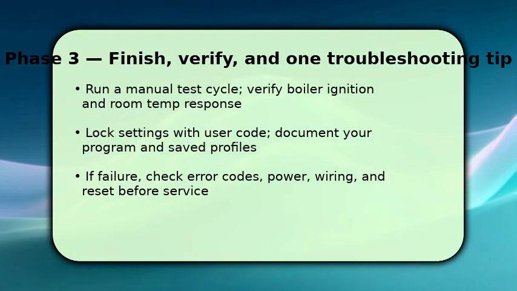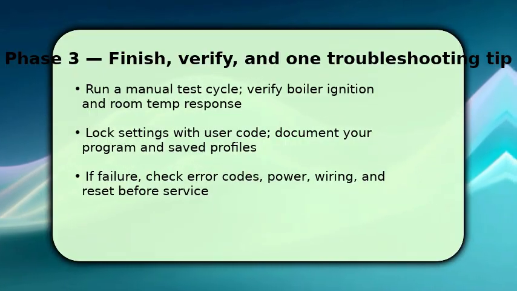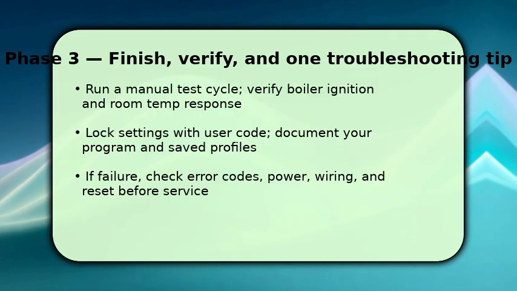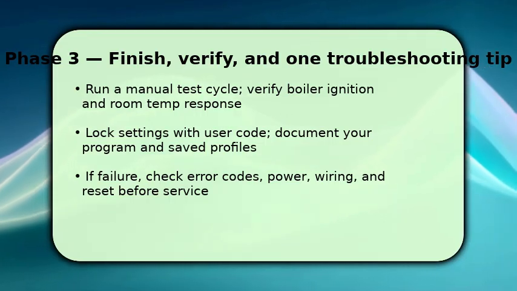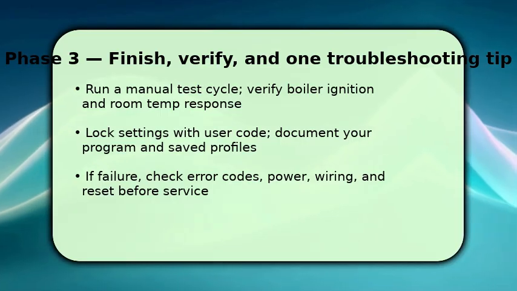Finish by running a manual test cycle. Force a heat call and confirm the boiler fires and the room temperature starts to climb. This validates wiring and control logic. Once satisfied, lock or save your program with the user code and note key settings for future reference.